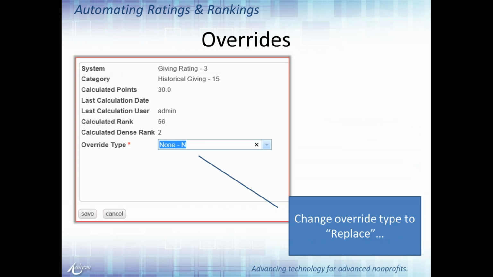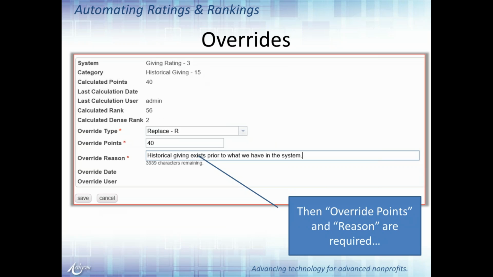And choose our override type. The types, again, that are going to be available to us are based on when we did our category setup, as to whether or not we will even allow an override at this particular category. For this one, we did allow overrides and we allowed the replace option. When you choose to override somebody's record, we are forcing you to tell us why.